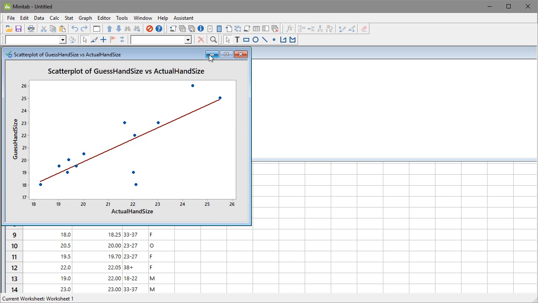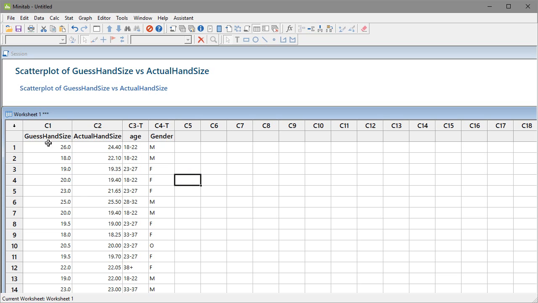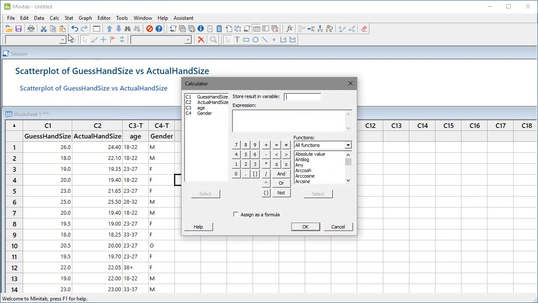So what else, and I'm just going to go ahead and minimize this. What else can that tell us? Going back to our data here, what we really want to know is the difference between our guess hand size and our actual hand size. To do that, we're going to use the calculate function. Go to the calculator. First of all, store results in variable, and let's call it difference size, the difference in the size.